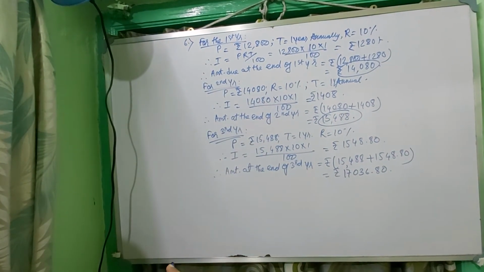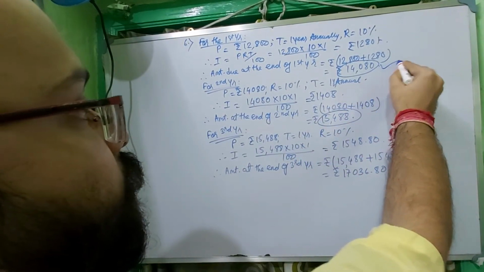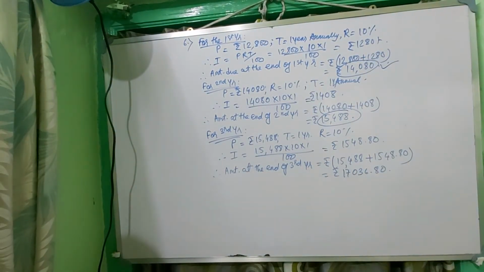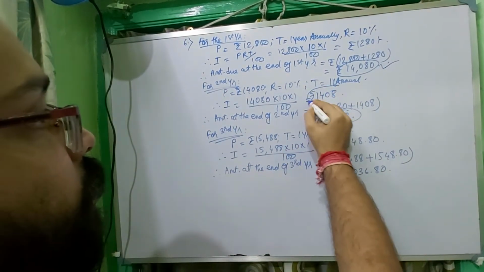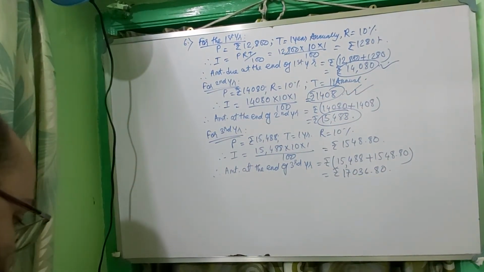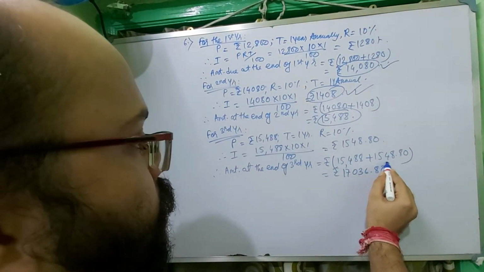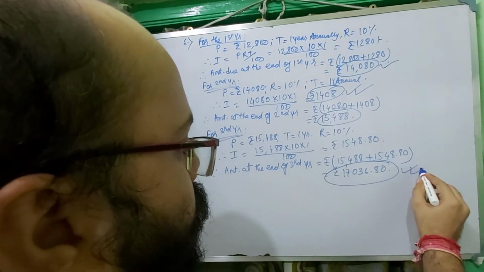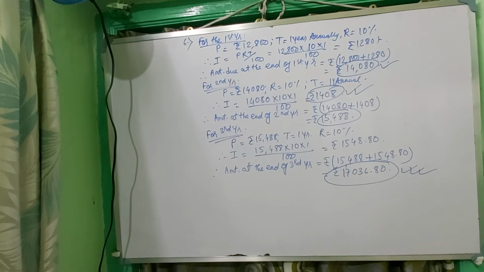So they have asked three questions. First, what will be the sum due to Ramesh at the end of the first year? It will be 14,080. The interest he earns for the second year will be this, 1408. And the third answer, the total amount due to him at the end of the third year, is 17,036.80. This is the answer to the sixth question, which I gave you as homework.